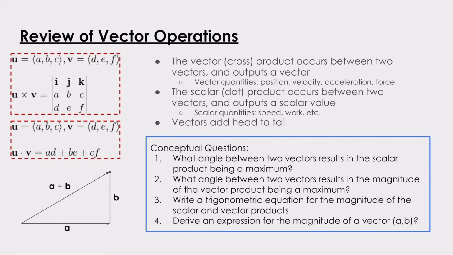So the cross product u cross v would be represented as the determinant, with the first row being the unit vectors i, j, and k, with the subsequent rows being the components of the vectors a, b, c, and d, e, f. So the cross product outputs a vector that is normal to both of the original vectors, as well as with magnitude equivalent to the area of the parallelogram spanned by these two vectors.